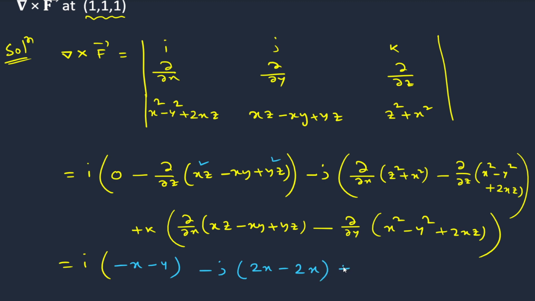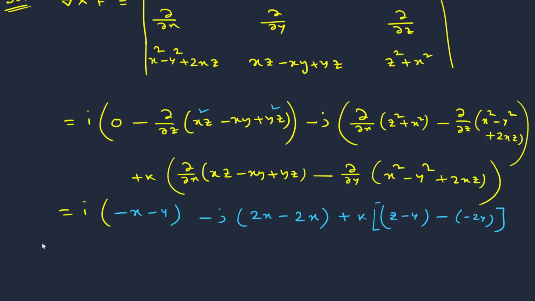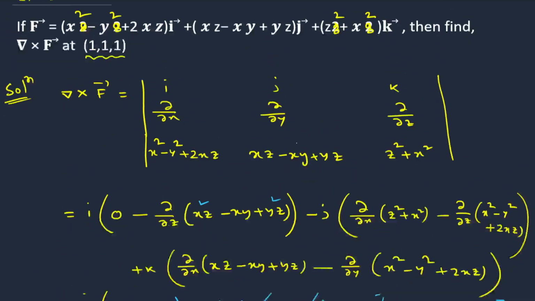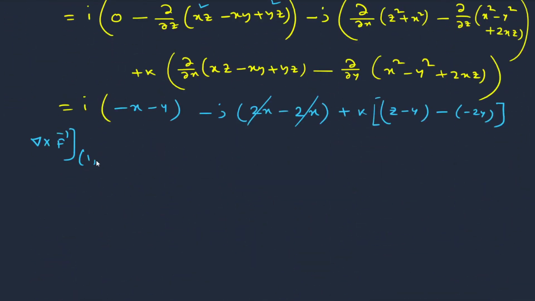Then k cap into, what we'll get now, if we differentiate this with respect to x, z, there is also x minus y, and the last term del del y of this, this term 0, this term 0, so we will get minus twice y. Okay, so these are the terms we will get. Now let us simplify it. This will cancel out, so there will be no j bar. Now we have to find nabla cross f bar at which point? The point is 1 comma 1 comma 1.